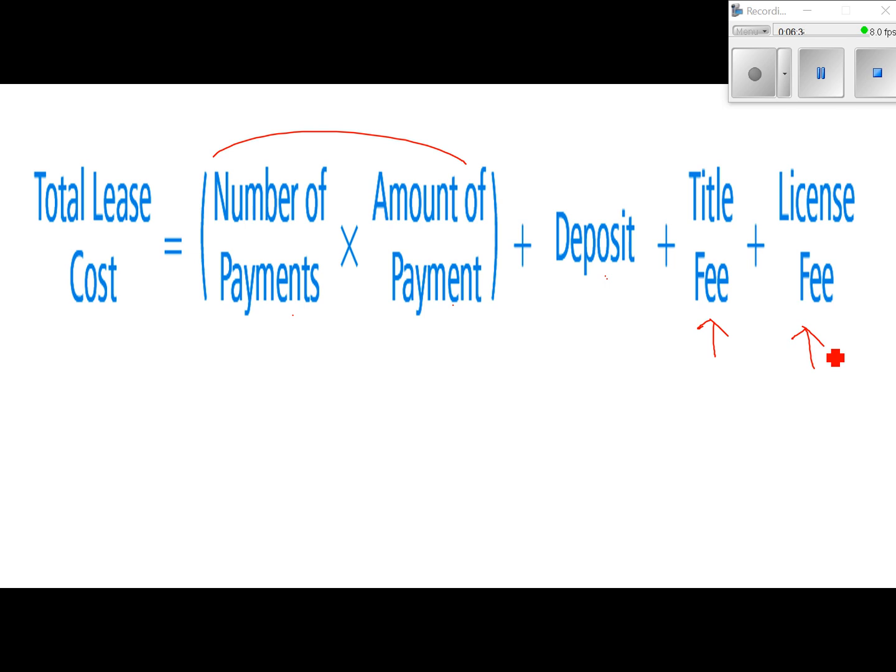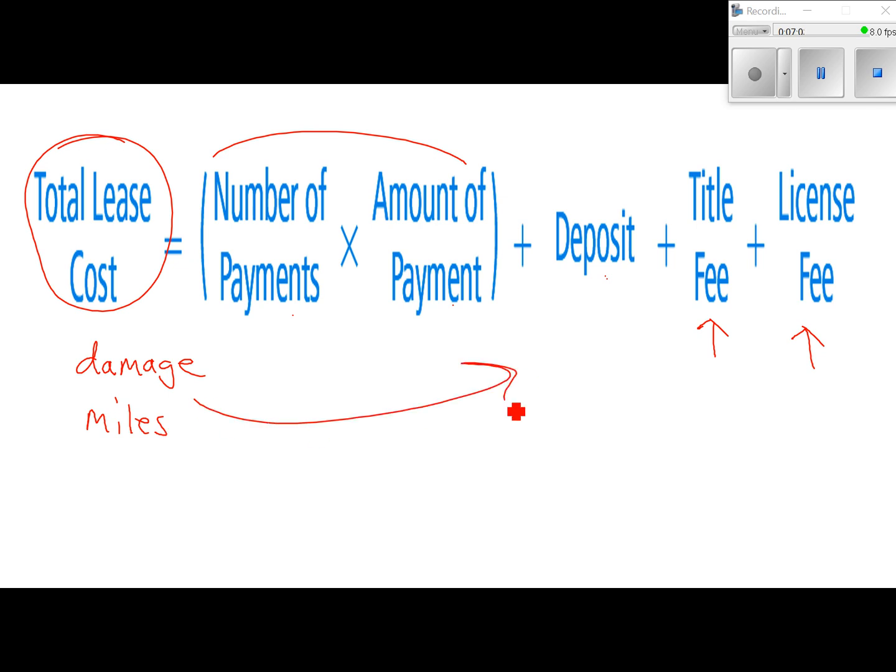And then other things that could go into your total lease cost is, again, at the end of the lease, you are going to get charged for any damage that's not considered normal, and you're going to get charged for any extra miles that you put on the car. So these are other things that might have to get added in over here for your total lease cost.